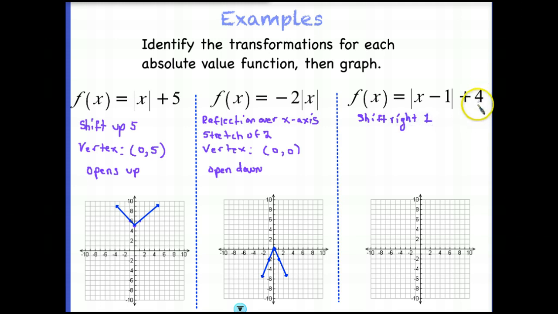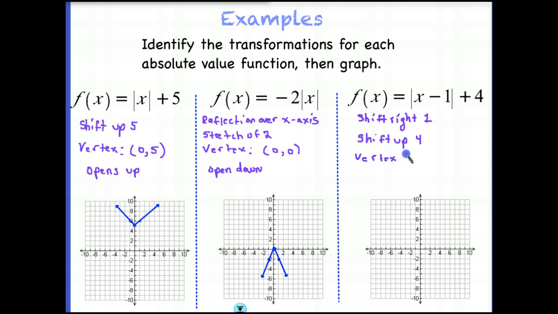And then the 4 on the end means we will shift up 4. That one is the same. Shift up 4. The 4 goes with the y, and they're on opposite sides of the equal sign, so we would keep this as a positive. The 1 goes with the x. Since it's on the same side, we would have to move it to the other side to find out the intercept, so we would do the opposite. We would add it.